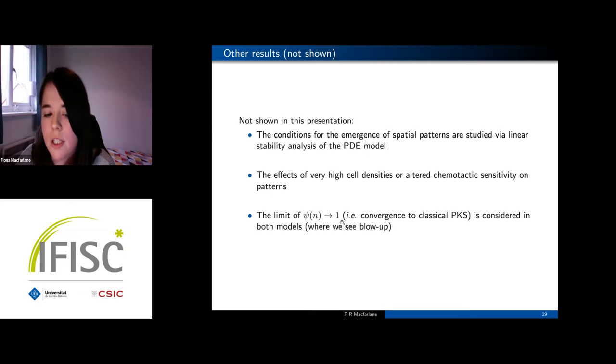We've also looked at the limit of when the volume filling function goes to one. So that's where we're essentially saying that there's no volume filling effect. And again, that's convergence to the classical Patlak-Keller-Segel model. And we've looked at that in the individual base model and the PDE case. And in those cases, we see blow up of the population.